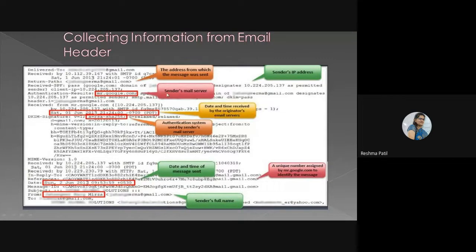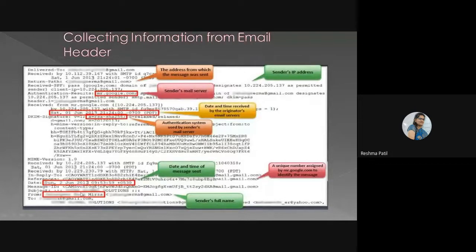They use this information for email forensics. If you want to make an inquiry about a particular person, they will check all these things: to whom this person is communicating, what type of message he is sending to that person. Everything they will get by using this email header. Then the authentication system used by the sender's mail system. The date and time the message was sent will be received here.